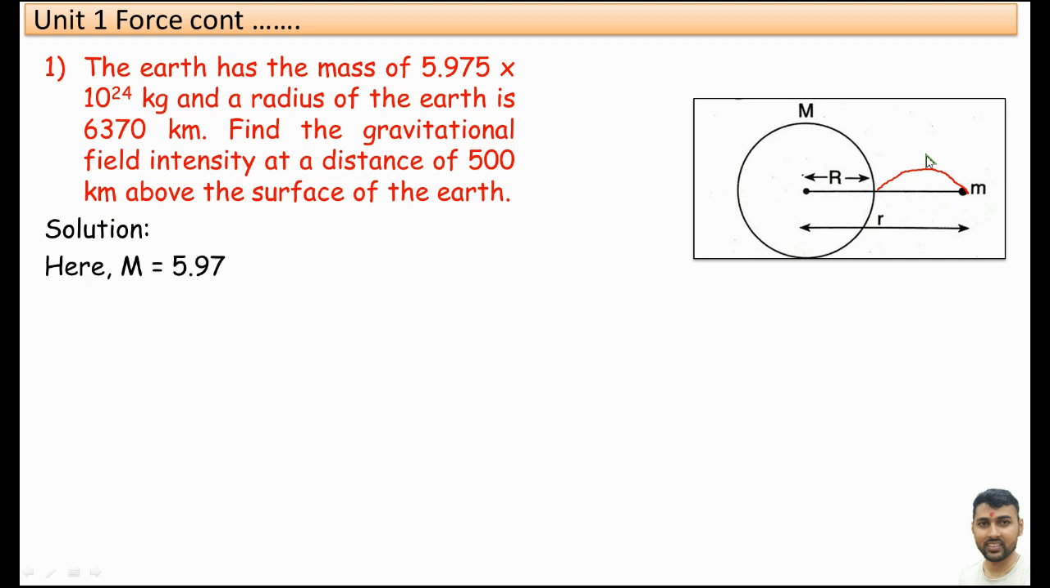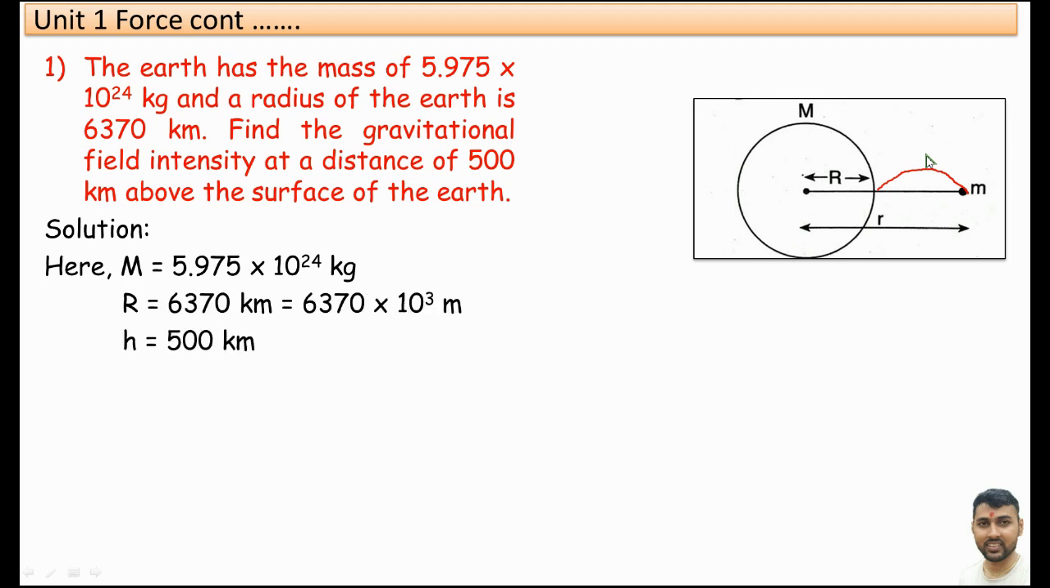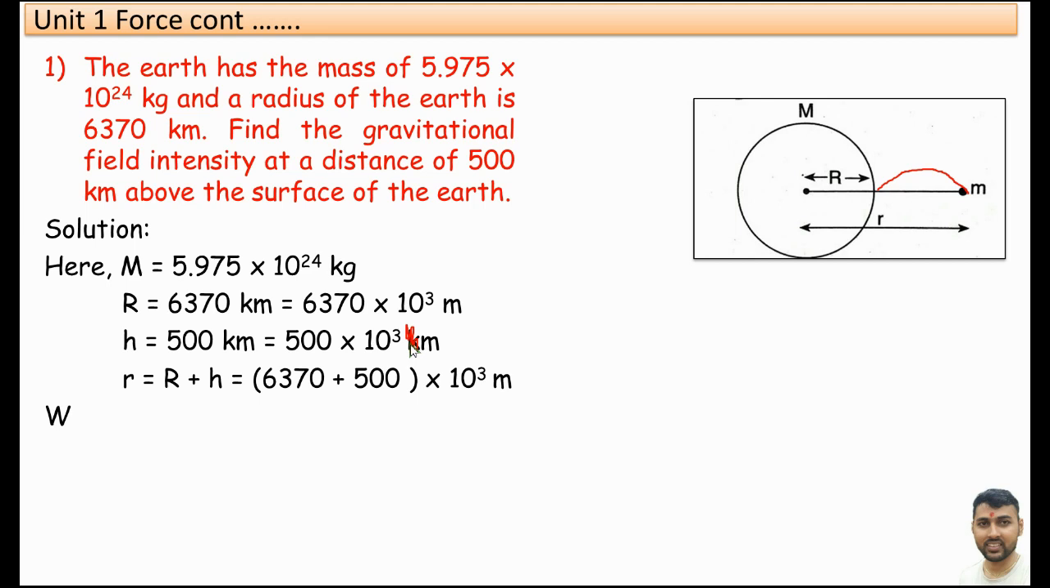Solution. Here the mass of the Earth M is equal to 5.975 into 10 to the power 24 kg. And the radius of the Earth r is equal to 6370 km. We have to convert kilometer into meter. And height is equal to 500 km, which we also convert into meter, so 500 into 10 to the power 3 meter. The total radius is r plus h, that is 6370 plus 500 into 10 to the power 3 meter.